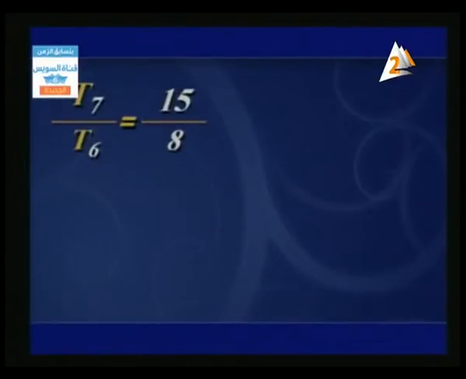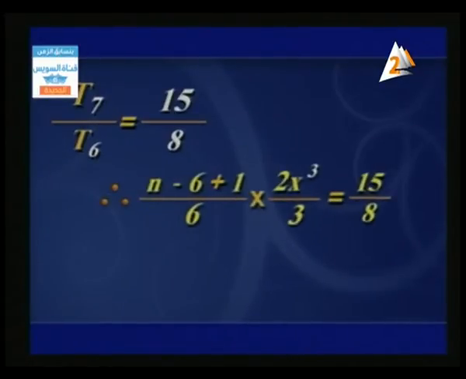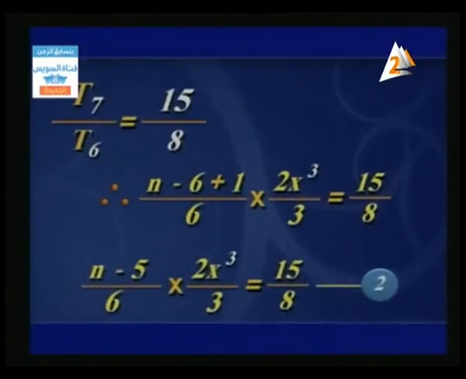But T7 over T6 equals 15 over 8. Therefore, (n − 6 + 1)/6 times 2x³/3 equals 15 over 8. Therefore, (n − 5)/6 times 2x³/3 equals 15 over 8, and this is equation number 2.